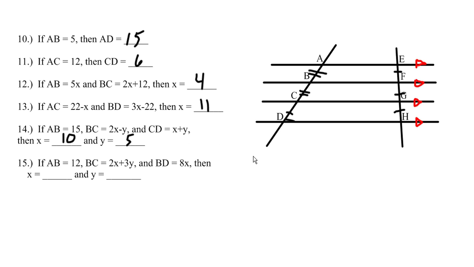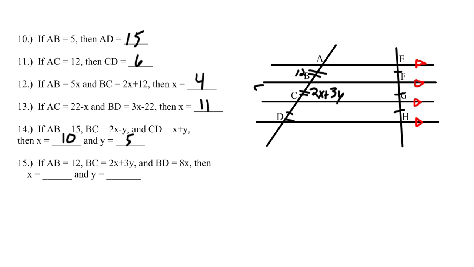All right, when last we left off, we were discussing how to solve problems using this. E, F, G, H, and F, G were all given to be congruent, so we concluded that A, B, B, C, and C, D must all be congruent. So this next one, number 15, says AB is 12, and BC is 2x plus 3y, and BD, which is from here to here, is 8x.